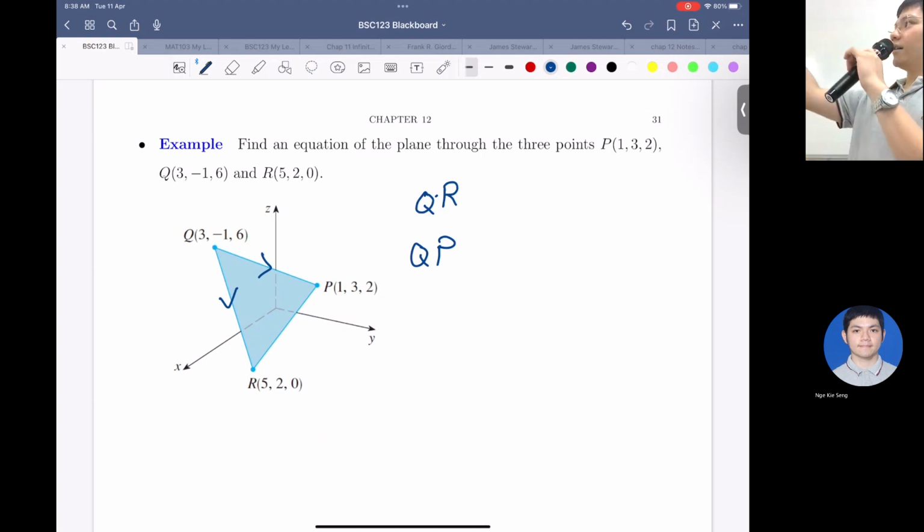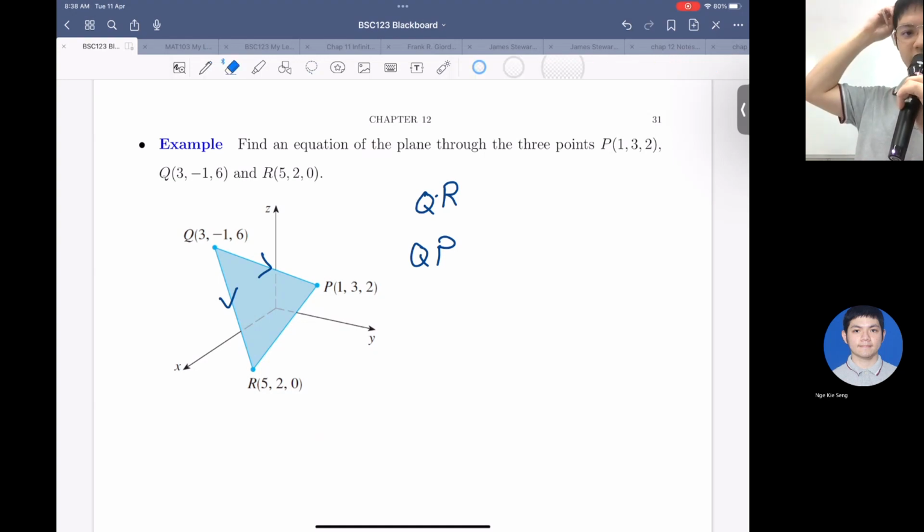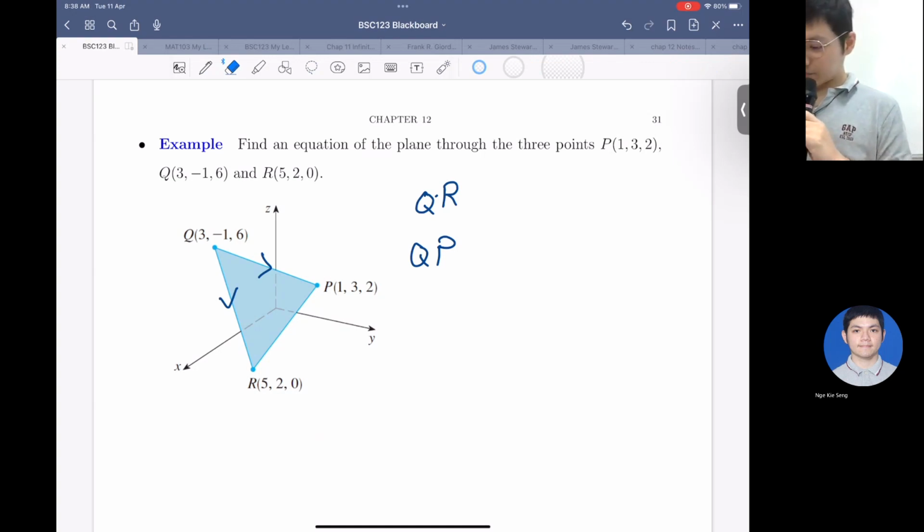So QR, so use right hand grip, right? QR to QP and going up. I think it works. So what's QR and QP?